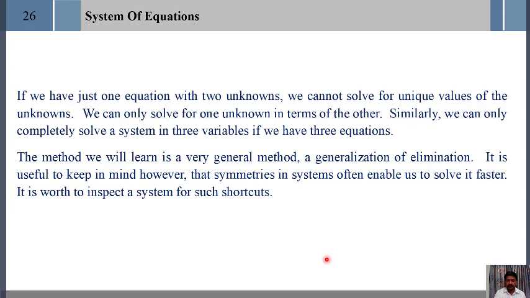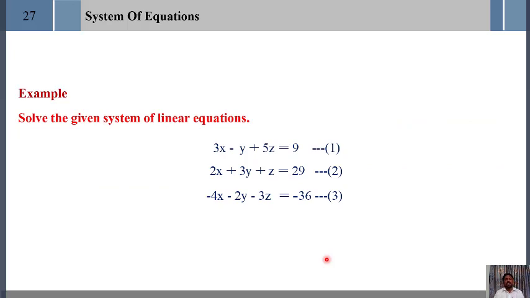See, we are given three equations. This is a system of equations in which 3 variables are found: 3x minus y plus 5z equal to 9, 2x plus 3y plus z equal to 29, minus 4x minus 2y minus 3z equal to minus 36.